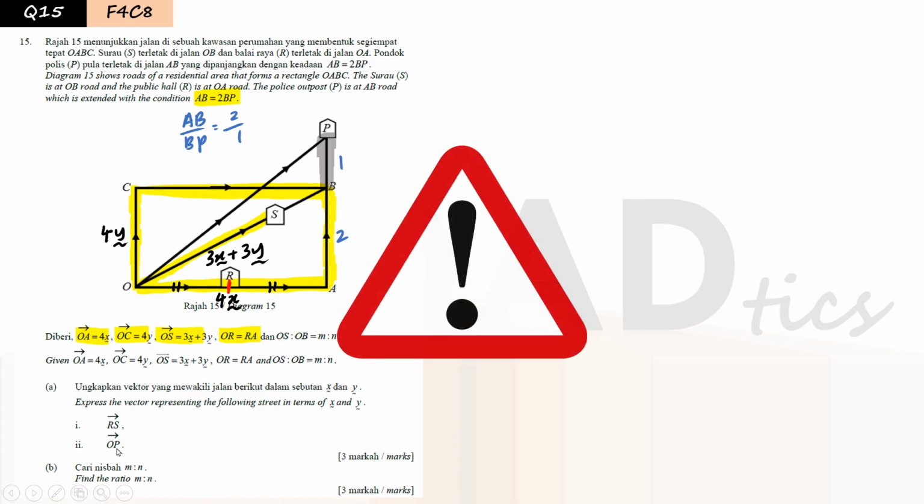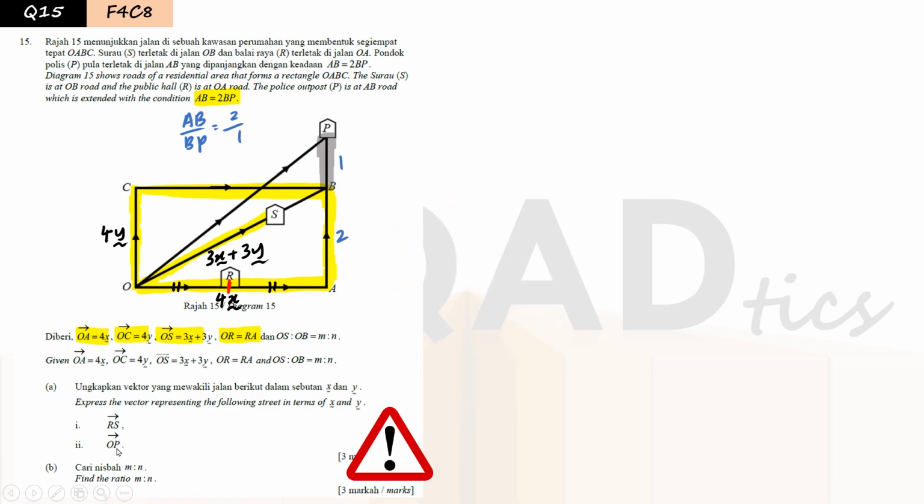So for this kind of question, we need to remember this step, which is always to find the route first. For example, RS. How are we going from R to S? We need to set our route. We need to set our journey.